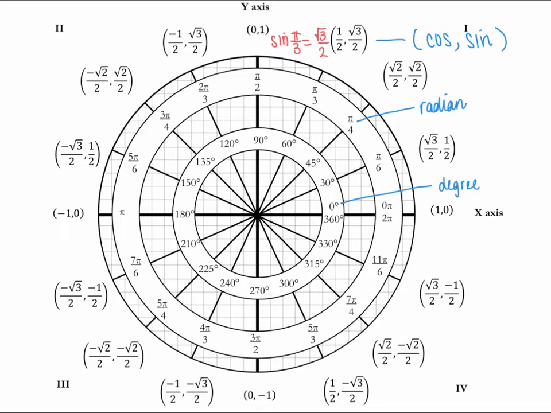We're going to also be using the unit circle to find not only cosine and sine, but tangent, secant, cosecant, and cotangent as well. So just keep in mind that you're going to be finding more than the information that is just given to you right here.